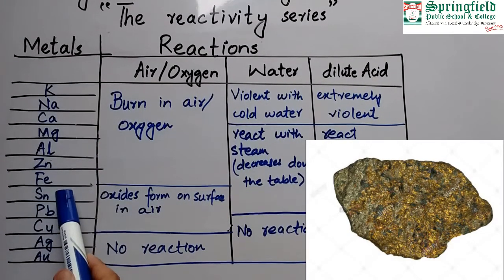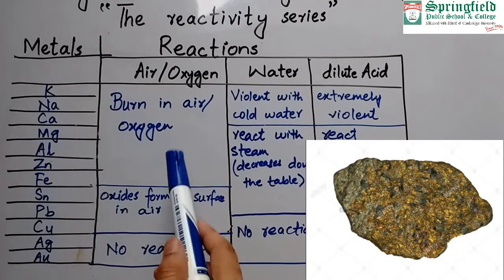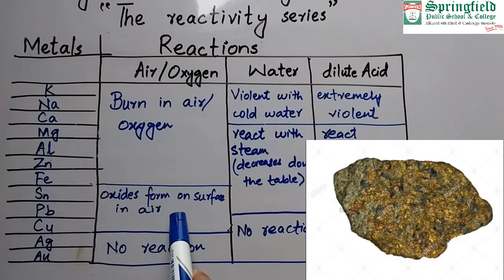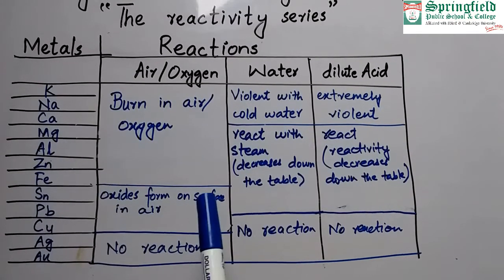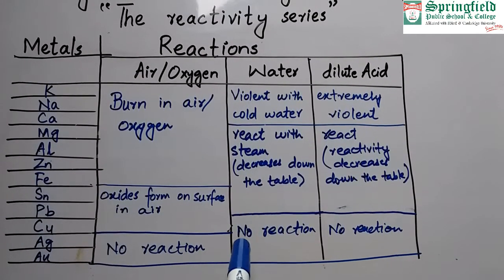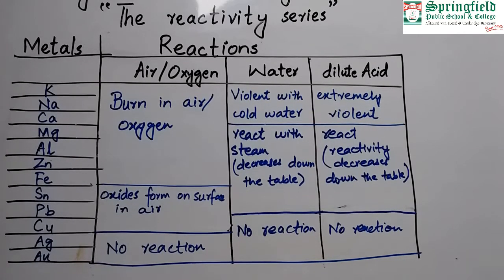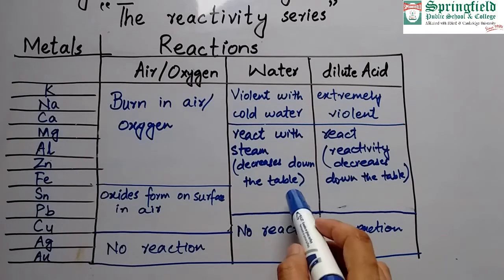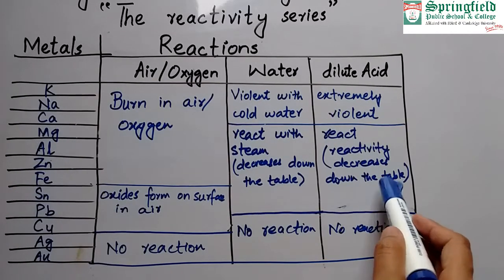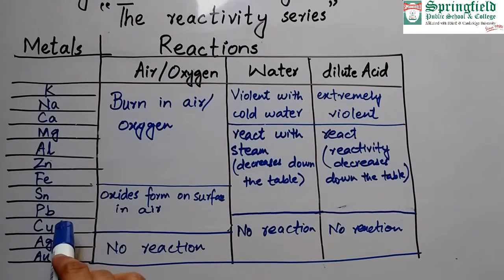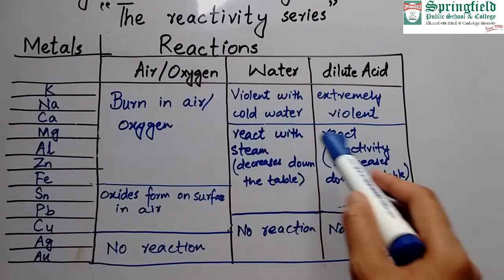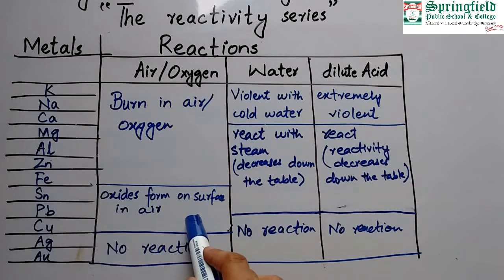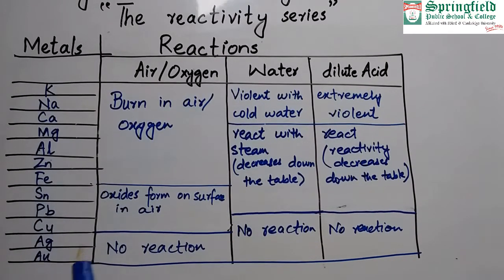Then see tin, lead and copper. In air, they form an oxide on their surface. After the oxide is formed, the reaction with the air stops there. No further reaction takes place because the oxide acts as a protective covering for the rest of the metal. Then with water and acid, I have told you about these elements. Copper shows no reaction with water and acid. It only forms its oxide in the presence of air or oxygen.